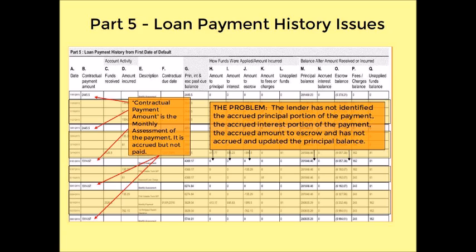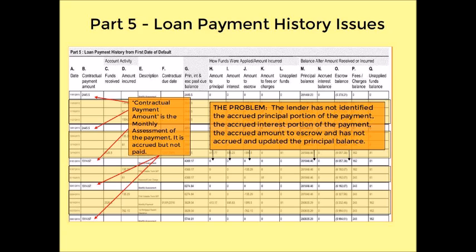For some particular reason, lenders seem to be having trouble with columns H, I, J, K, N, M, and O. They just seem to be having a lot of problems with that, because as you'll see, the first major box there says contractual payment amount is the monthly assessment of the payment. It is accrued but not paid. So for purposes of the contractual payment amount, it doesn't matter whether it was paid or whether it's accrued. You're going to put that dollar amount.